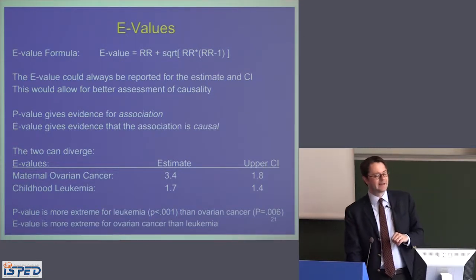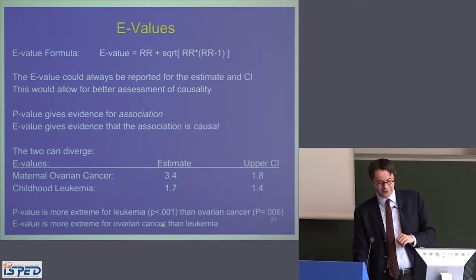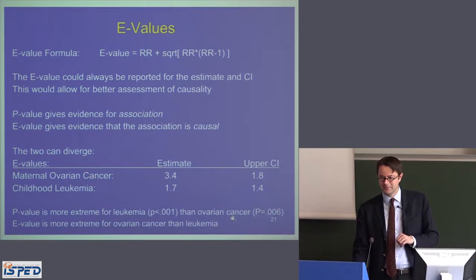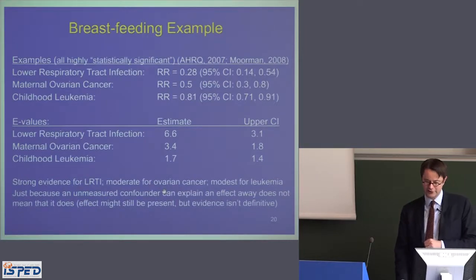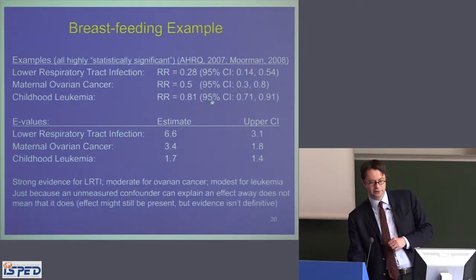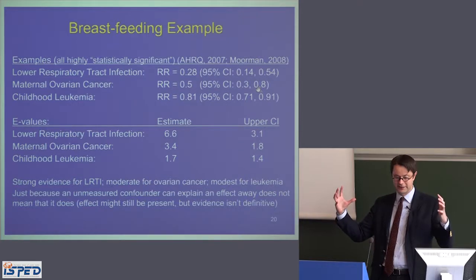So in the maternal ovarian cancer, we had a larger e-value than with childhood leukemia. But the p-value for childhood leukemia is actually more extreme than the p-value for ovarian cancer. They're both pretty low, but the p-value for childhood leukemia is more extreme, even though it has a lesser e-value. Why is that? Well, if we actually look at the confidence intervals, for childhood leukemia, we have a pretty tight confidence interval around our estimate. The confidence interval for maternal ovarian cancer is larger.